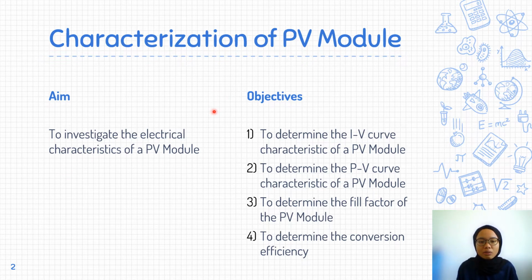And the objective, we have 4 objectives. The first one is to determine the IV curve characteristic of PV module. Second is to determine the PV curve characteristic of a PV module. Third is to determine the fill factor of the PV module. And fourth is to determine the conversion efficiency.